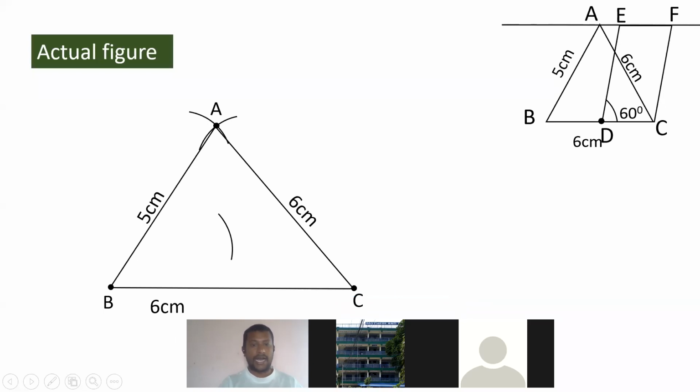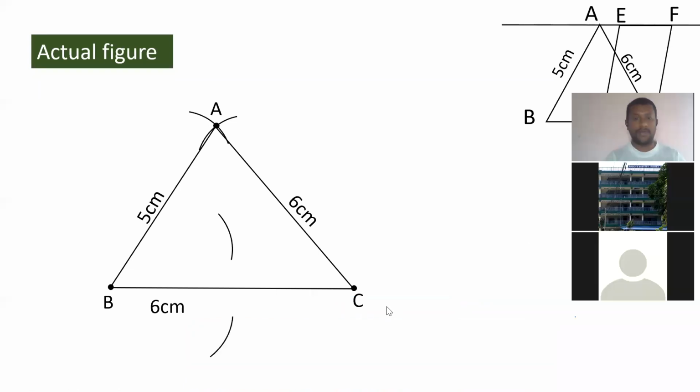From B, we need to take an arc up and down. These are the two arcs taken from B, taking B as center, with radius more than half of BC. Again, with the same radius, take two arcs cutting the previous arcs from C, taking C as center.